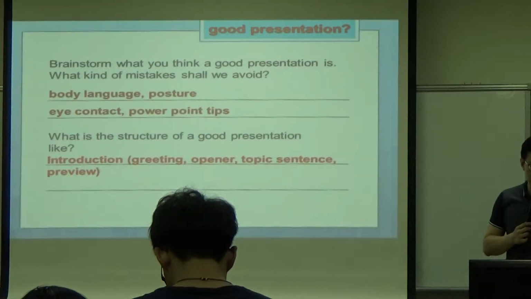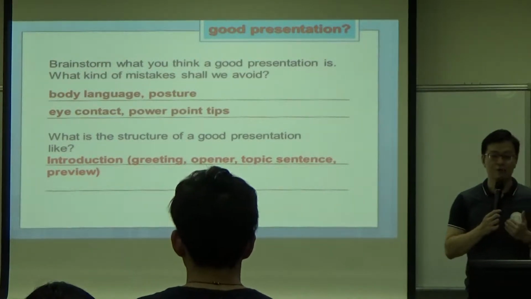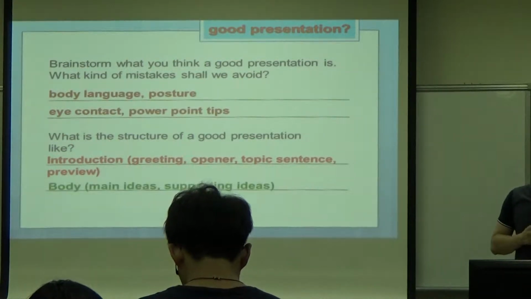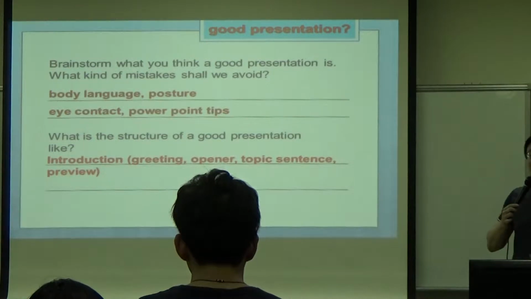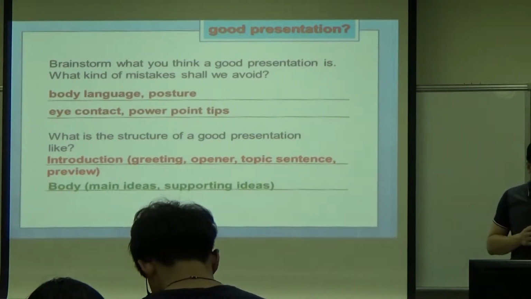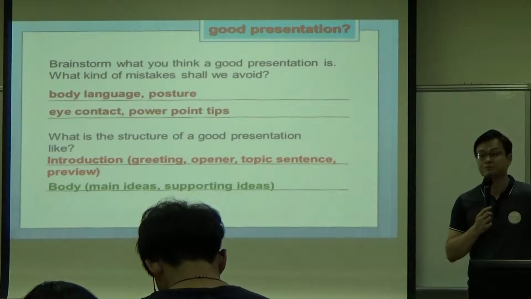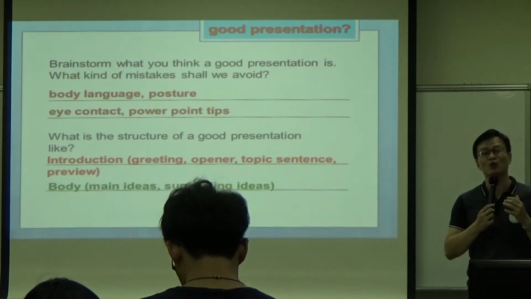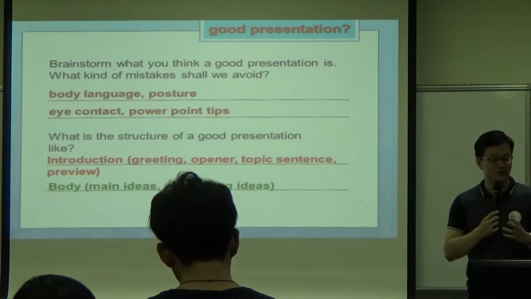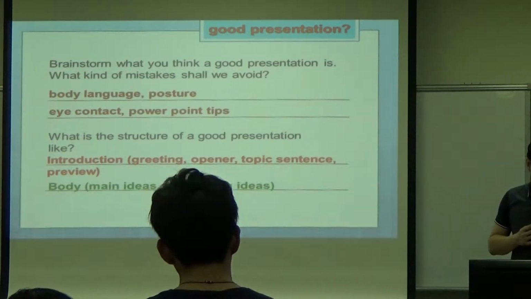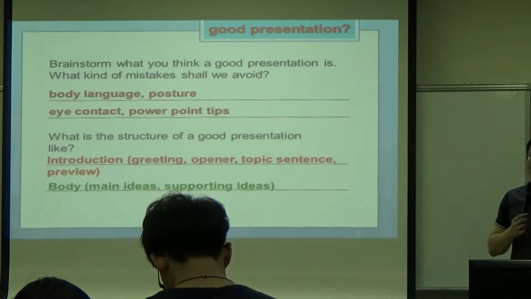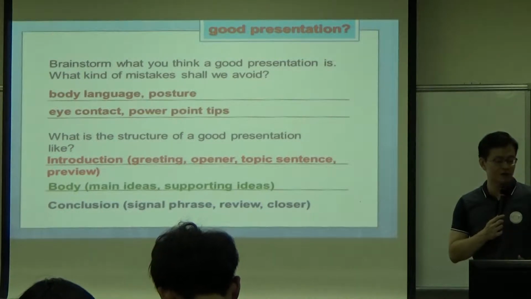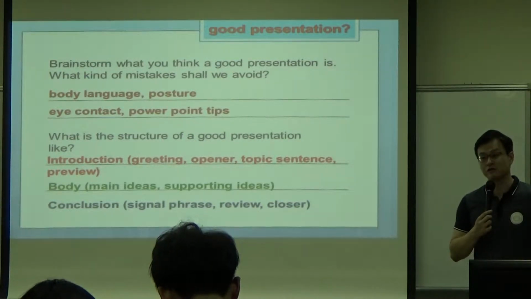And a good opener, of course, always has a topic statement or topic sentence, and a preview. We're going to take a look at that later, so don't worry about that. And after that, we're going to have a body. Body refers to the things you would mainly like to include in your presentation. And of course, we've got to have topic sentences and supporting sentences. And at last, we should have a very strong conclusion.